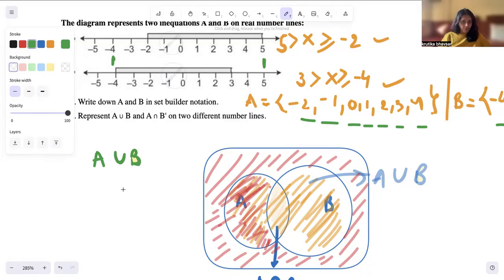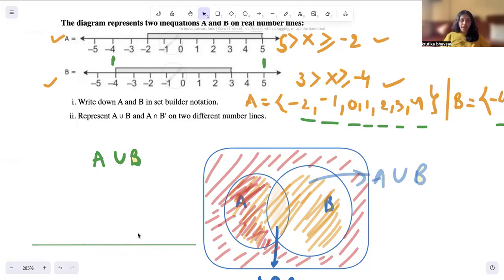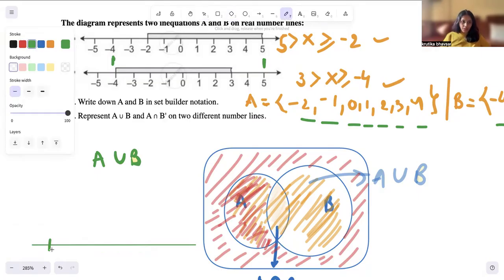Now, you need to understand about the signs. Is -4 included either in A or B? Yes, there is a closing bracket. So when you draw the number line, you need to pay attention that you make the closing bracket at -4. So at -4, the bracket should be closing.